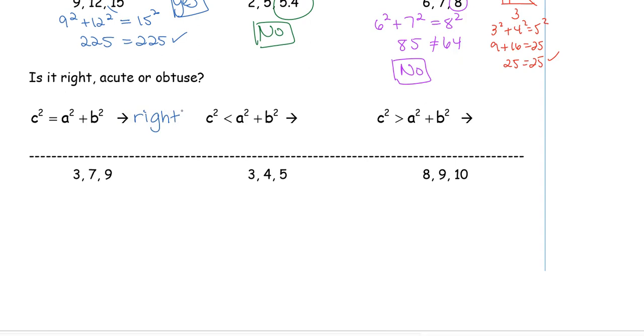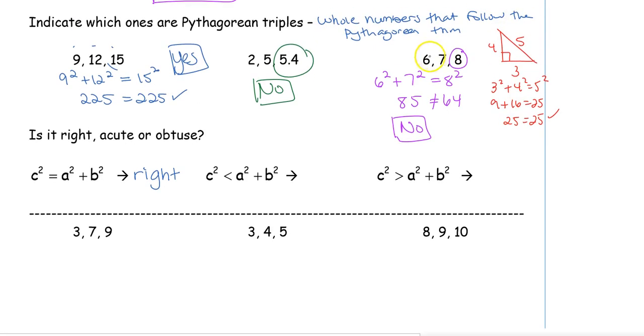Now, what happens if it's not equal to each other, like before? We just had a problem right here, 6, 7, and 8. Our a squared plus b squared was not equal to c squared. We want to see what's happening there. We want to put the c squared first, so we want to have the hypotenuse first. If c squared is less than your legs squared together, then it's going to be an acute triangle. If your hypotenuse squared is greater than the legs squared, it's going to be an obtuse triangle.